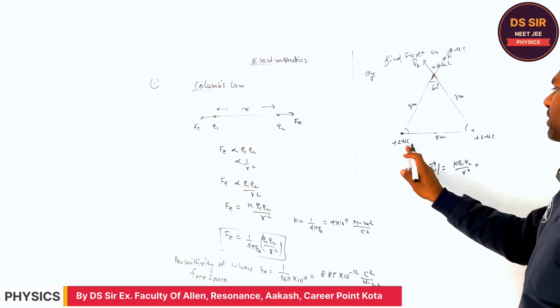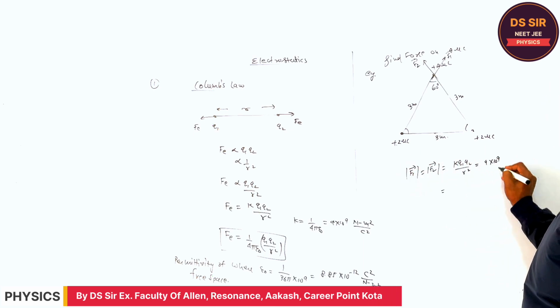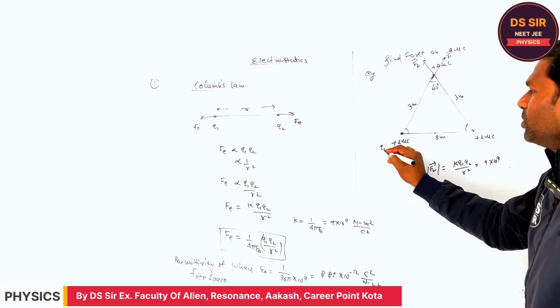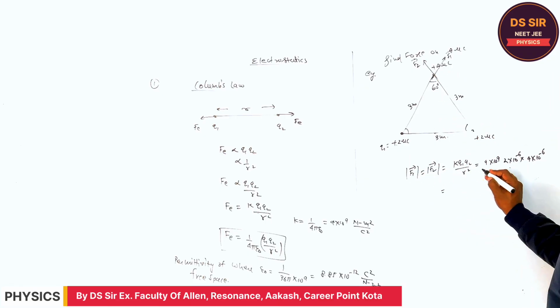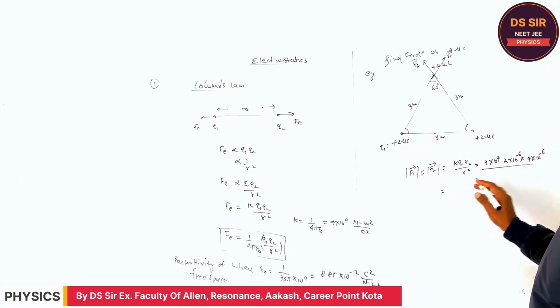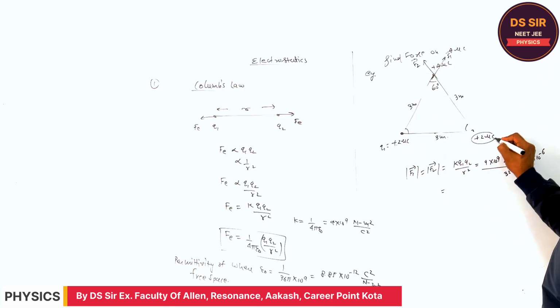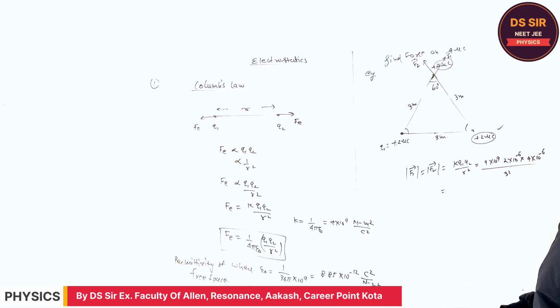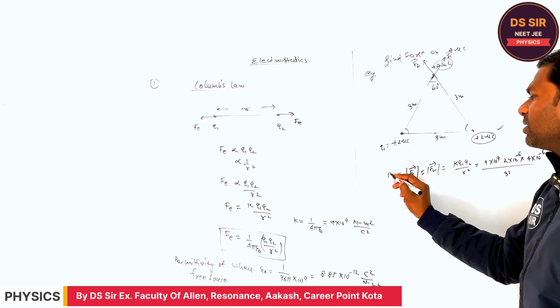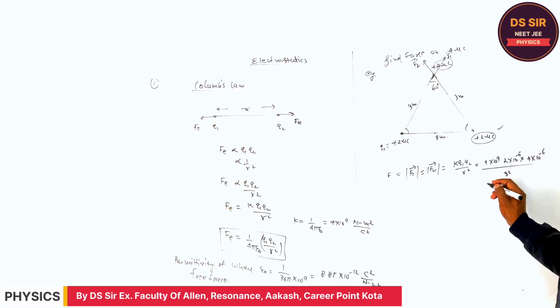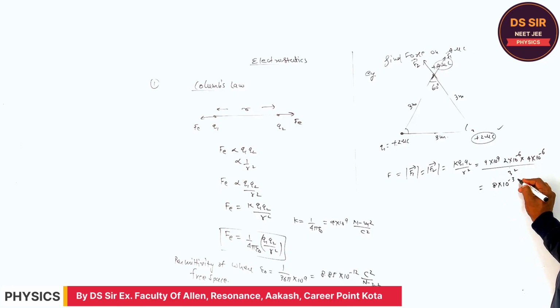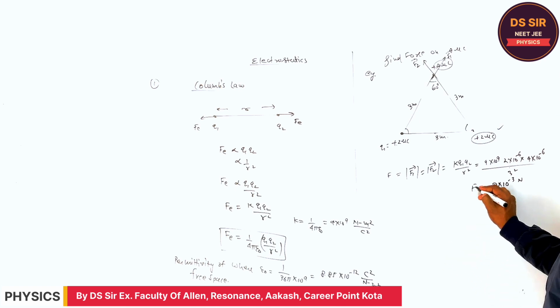What is the value of K? 9 into 10 to the power 9. If I assume this to be Q1, this Q2, divided by the distance between them. In the same way, this is Q1 and this is also Q2. That is why I have written that the magnitudes of the forces F1 and F2 are the same. So you can find, with 3 square, it comes to be 8 into 10 to the power minus 3 Newton. So this is the force.